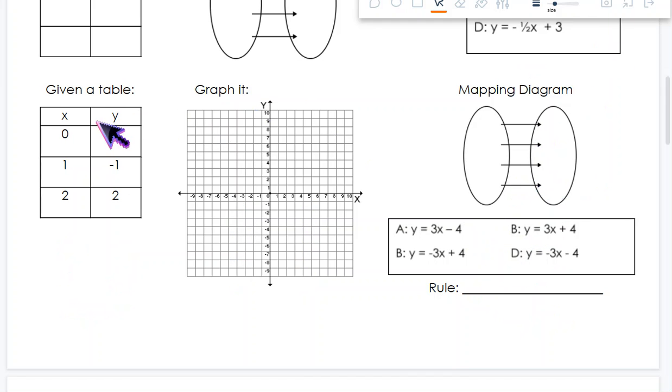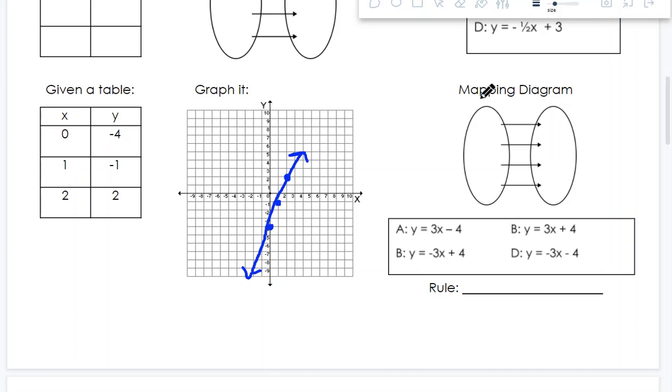This one, they gave us a table, and now we're going to graph it and make a mapping and then find the rule. All right, so let's try it. 0, negative 4. 0 means I stay there. Negative 4 means I go down to negative 4. 1, negative 1. I'm going to go over to 1, down to negative 1. 2, 2. I'm going to go over to 2 and then up to 2. And then once I have my points, I can connect my points and make my line. And make my arrows on the end of my lines.